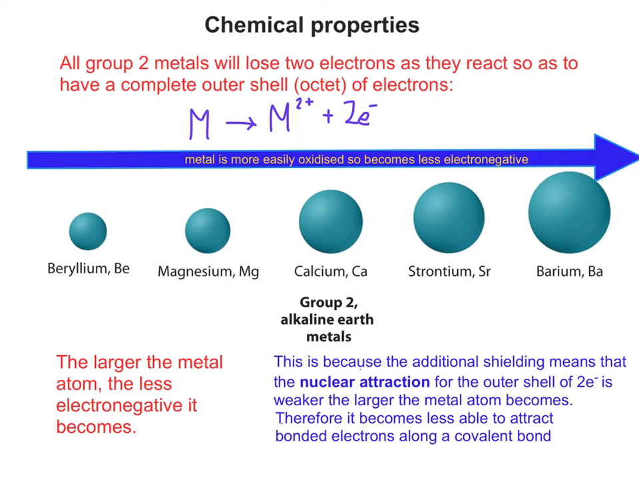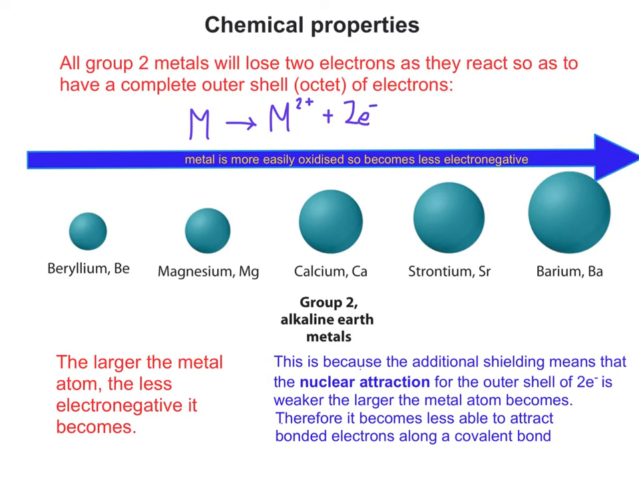So another byproduct of this is the fact that as you go down the group, the larger the metal atoms become, and therefore the less electronegative they become. The reasoning behind it is very similar to the reasoning behind the reactivity. It's because the additional shielding means that the nuclear attraction for the outer shell of 2 electrons is weaker the larger the metal atom becomes. So it becomes less able to attract bonded electrons along a covalent bond.